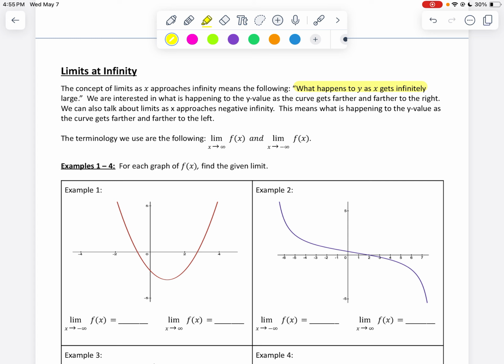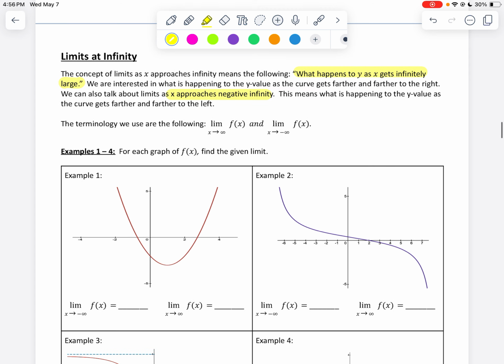So the concept of limits as x approaches infinity means the following, right? What happens to y as x gets infinitely large? We are interested in what is happening to the y value as the curve gets further and further to the right. And very similarly, we're talking about the limits as x approaches negative infinity. So we're talking about what happens to the y value as the curve gets further and further to the left. Okay, and this is the new terminology that we want to refer to, when x is approaching either positive infinity or negative infinity of our function.